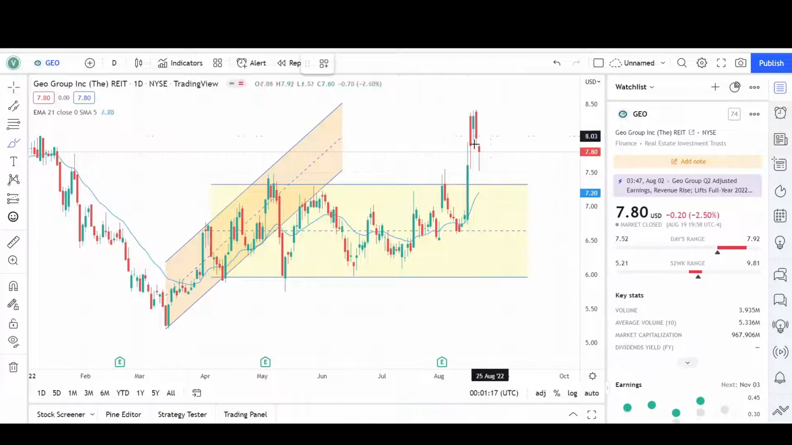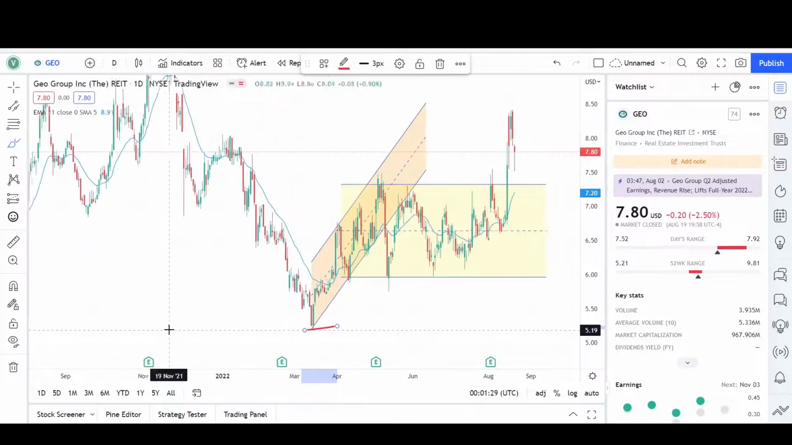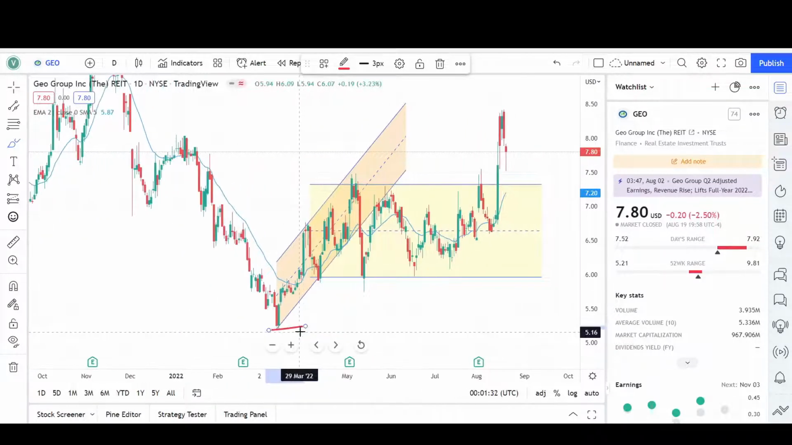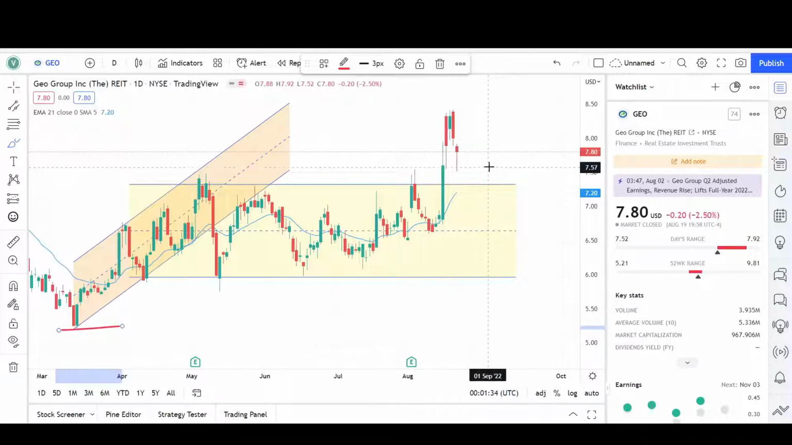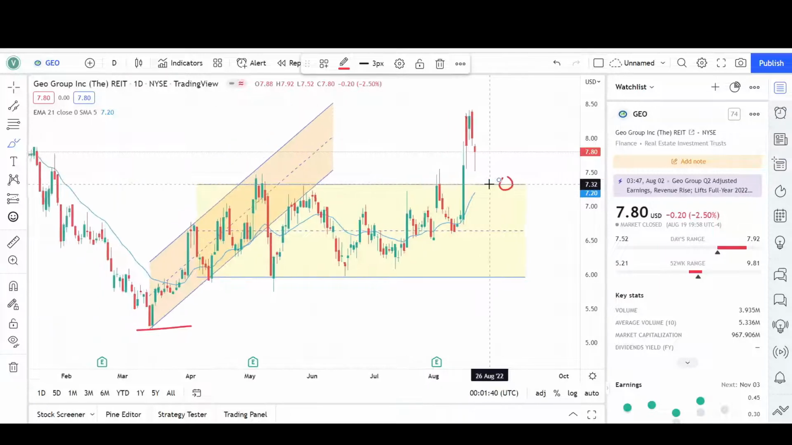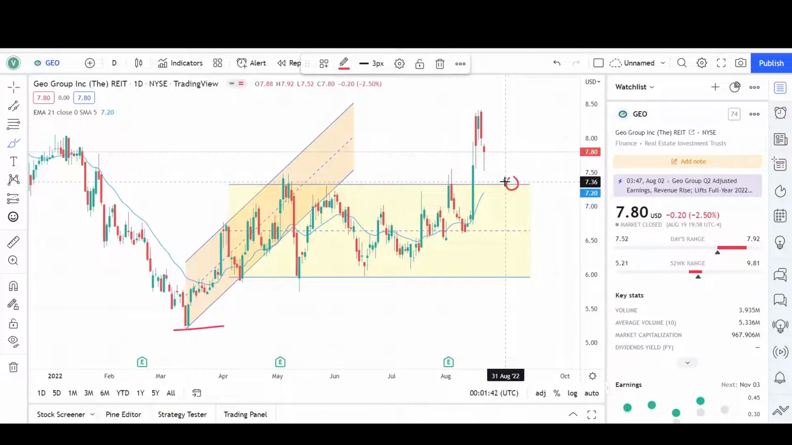Normally breakouts fail, so this could be the top of the up move. So we could see a retracement all the way back down pretty much to the lows of this downtrend right here at this $5 level. At the very least, we're going to probably come back and retest this breakout point at the $7.32 level. From there, if we find some type of support, we could continue higher and see another push up, maybe something like this.